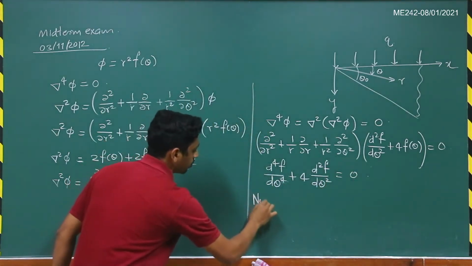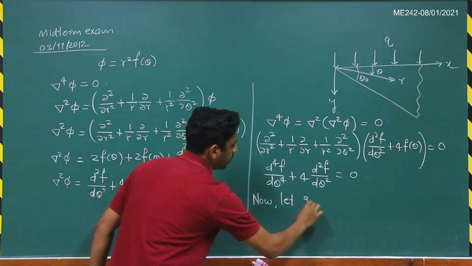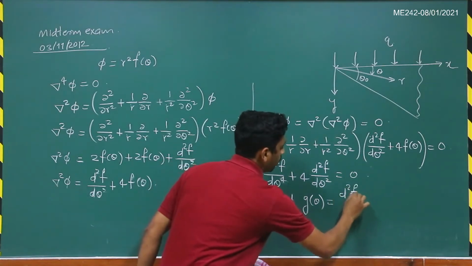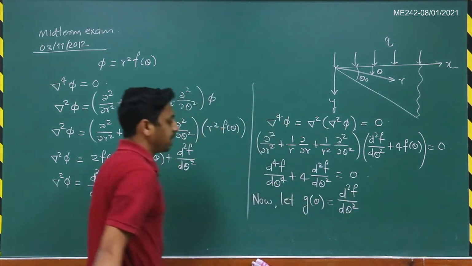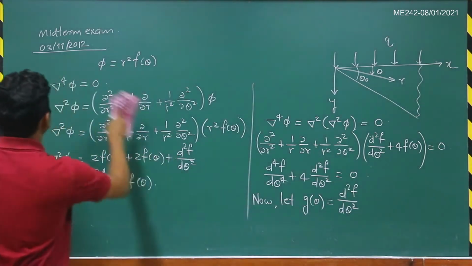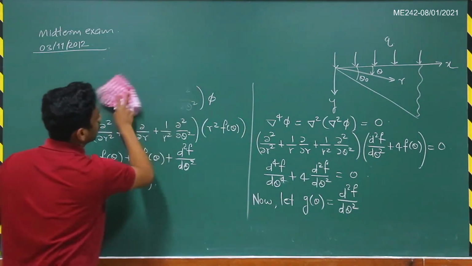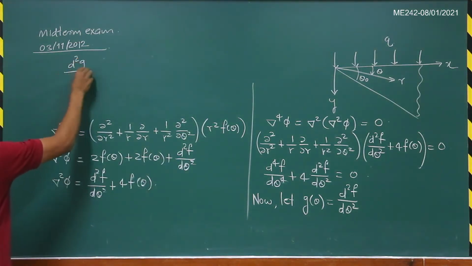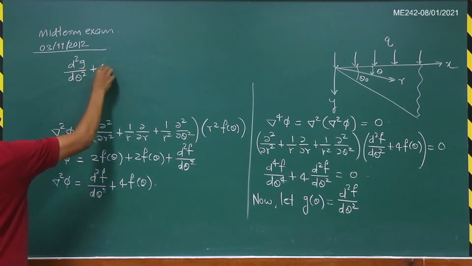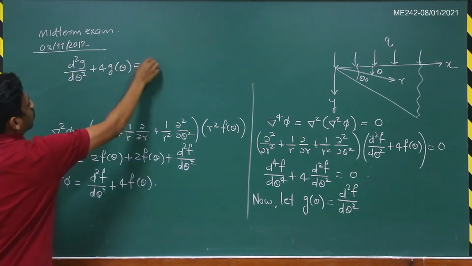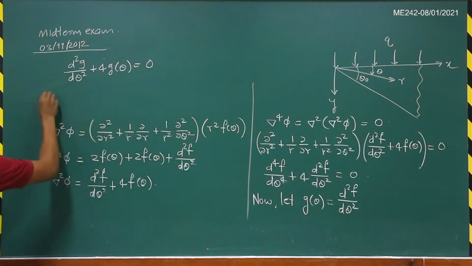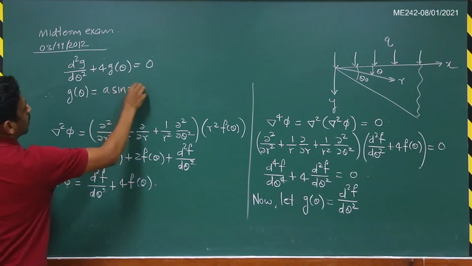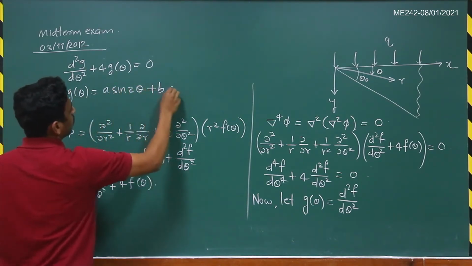Now let g be another function of theta, equal to d2f over d theta square. From this we get the equation d square g over d theta square plus 4 times g of theta equal to 0. We know the solution for this differential equation: g of theta equals some constant a sin 2 theta plus another constant b cos 2 theta.